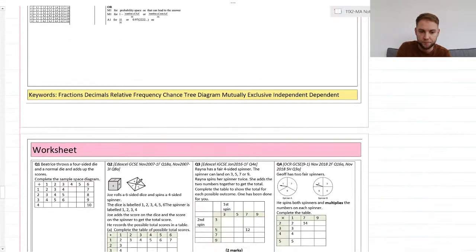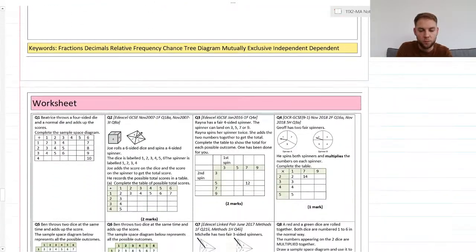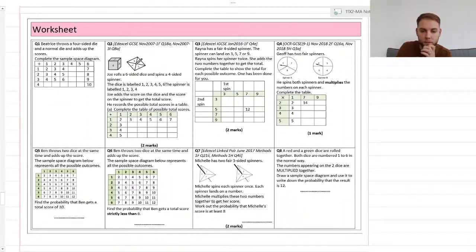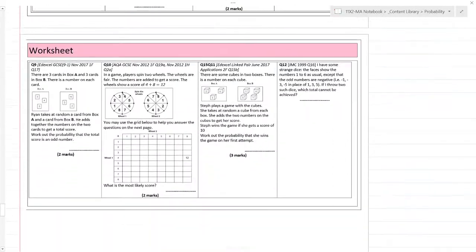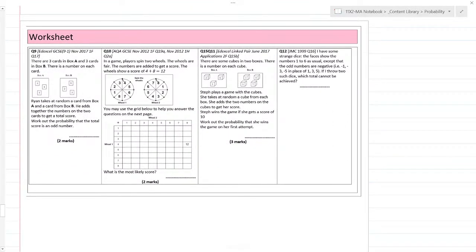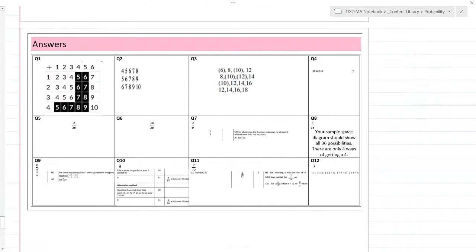Brilliant. Alright. So I'm going to have a go at these. So if you're catching up with this, here's some questions for you to have a little go at. So pause now and have a go at these if you're catching up. Here's some more questions on those if you're catching up. And here's your answers to those if you're catching up.